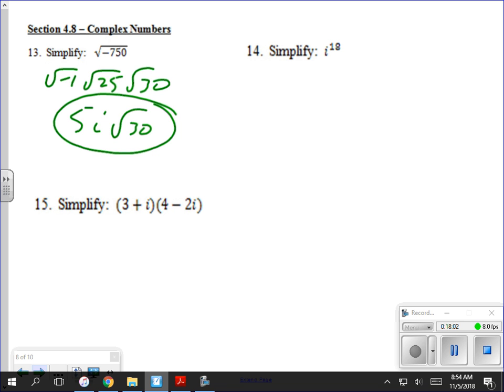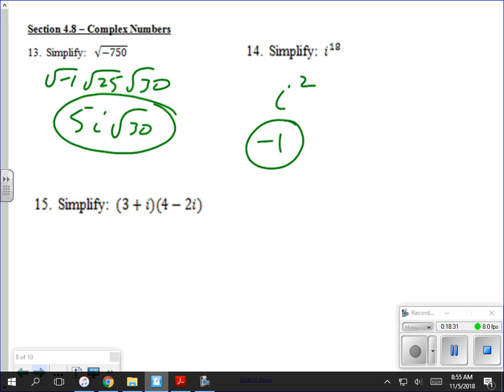Number 14, i to the 18th power. I can reduce that. Take 18, divide it by 4. What's my remainder? It's 2. So i to the 18th is the same thing as i squared. And i squared is what? Negative 1. Yeah, I'd memorize these. Your test is tomorrow. You better know it.